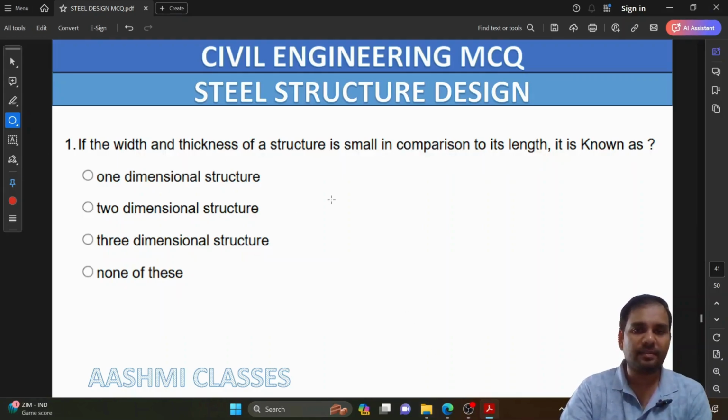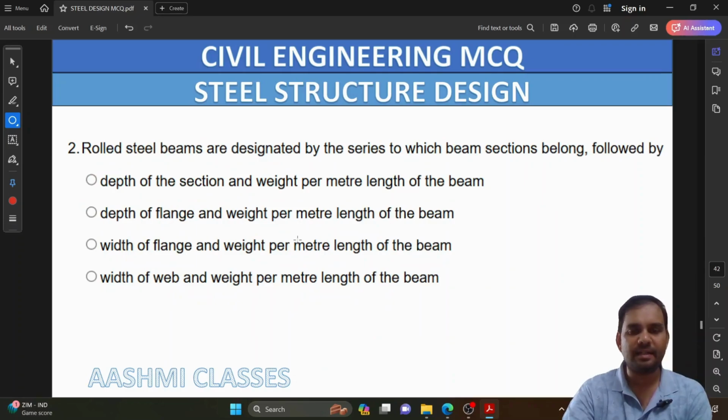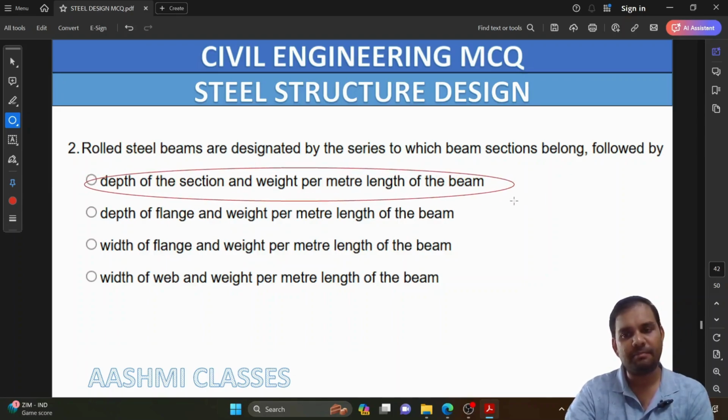If the width and thickness of a structure is small in comparison to its length, it is known as one-dimensional structure. Rolled steel beams are designated by the series to which beam section belongs, followed by depth of section and weight per meter length of the beam.